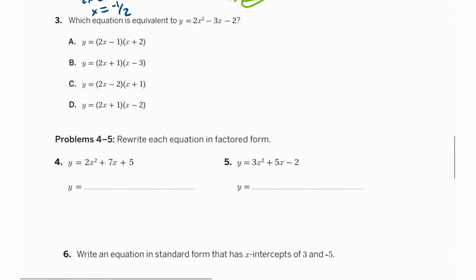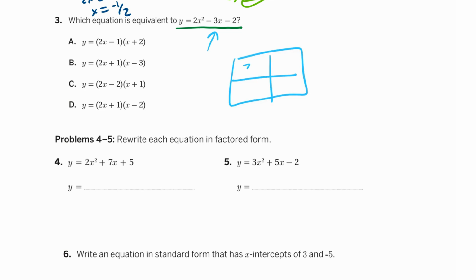Number 3, which equation is equivalent to this equation here, which is in standard form? To check that, I could do one of 2 ways. One, I could multiply out each of these. But the faster way, the better way, the way that I really want us to be able to do this, is to factor this, going from standard form into factored form. So in my box here, I'm putting the first term in the top left, my last term in the bottom right, and this middle term, negative 3x. I need to figure out how I break that up into 2 pieces.